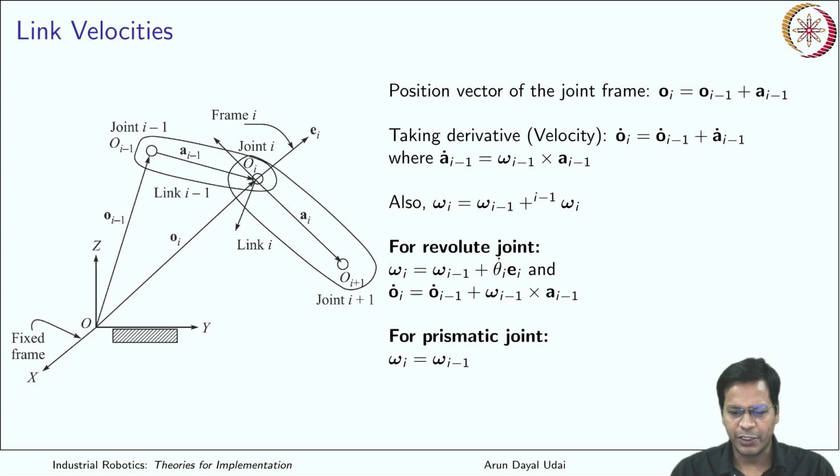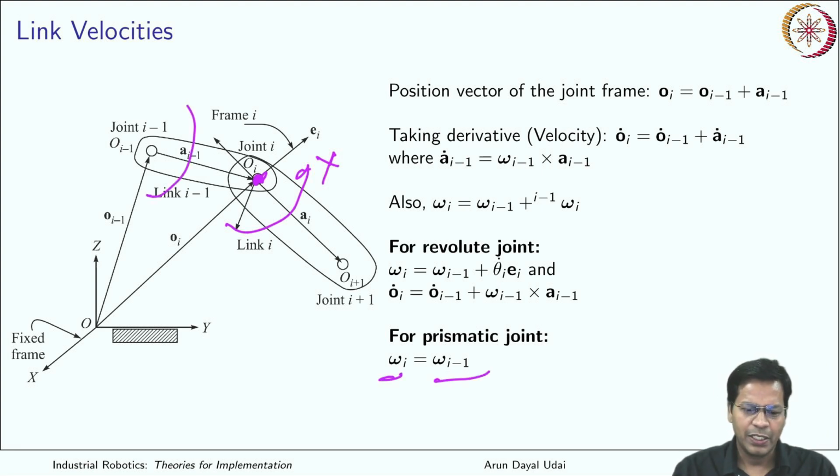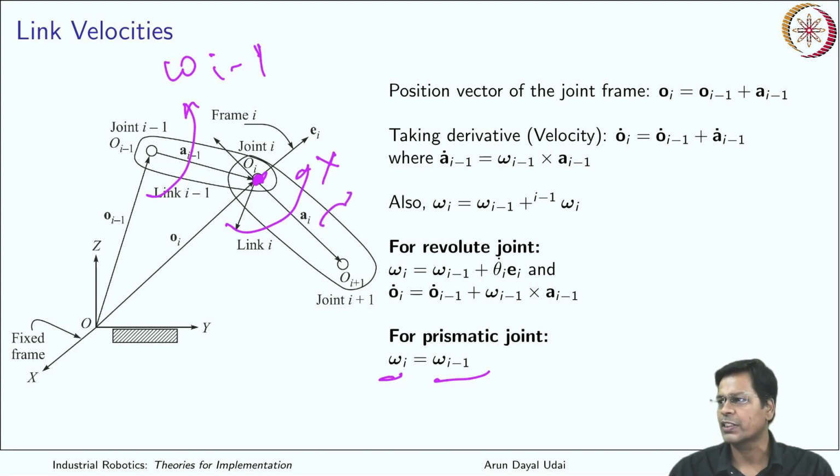In case of prismatic joint, you know there is no joint here which is able to rotate like this. So this is absent in case of prismatic joint. So omega_i is the same as whatever is the angular velocity of the (i-1)th link. Okay. So whatever is the angular velocity of this, the same will be the angular velocity for this link as well, if it is a prismatic joint.